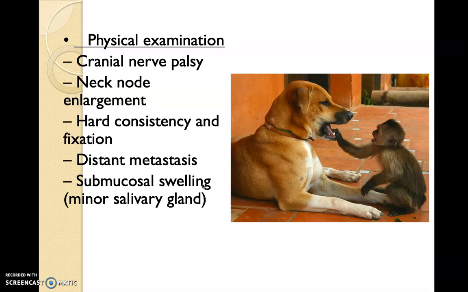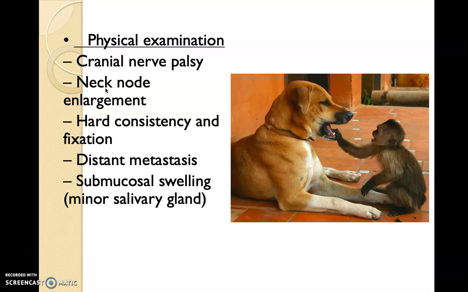You have to check the cranial nerve, see if there's any cranial nerve palsy, because usually with salivary gland, especially the parotid gland, is very near to the 7th cranial nerve. And then you have to check for neck node enlargement, the lymph node enlargement. You have to know what is the etiology of the lymphadenopathy. Is it because of infection or it's because of neoplasm?